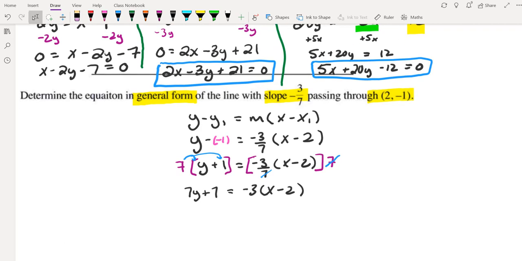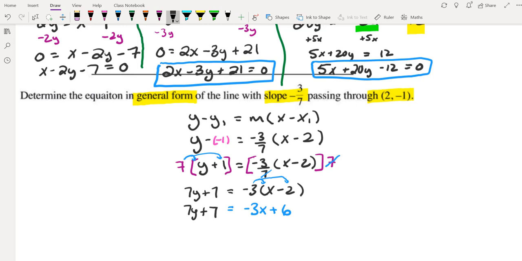Right. So next, we multiply out the brackets and we need to start collecting our terms. So we multiply the negative 3 through the brackets. Negative 3 times x gives us negative 3x. Negative 3 times negative 2 gives us our positive 6. And we still have the 7y plus 7 left over here.